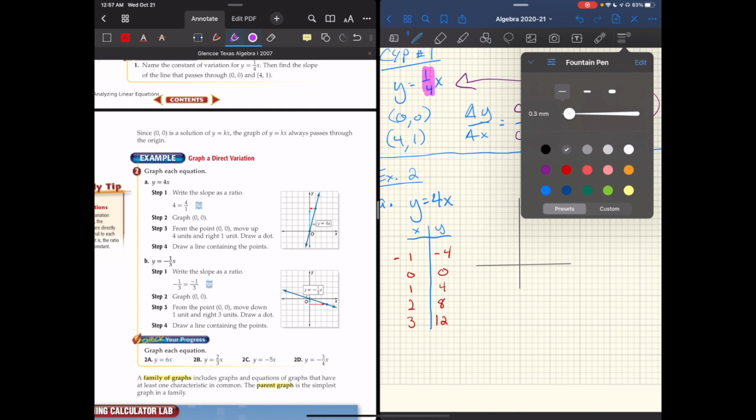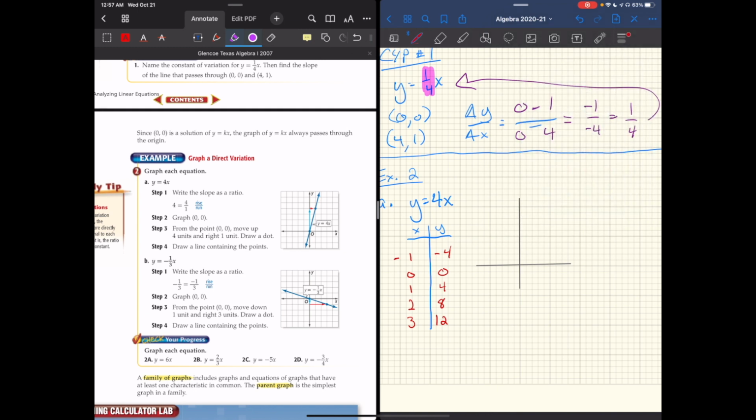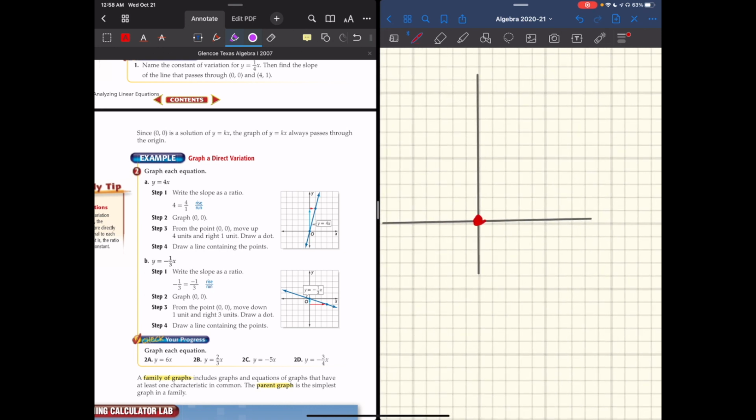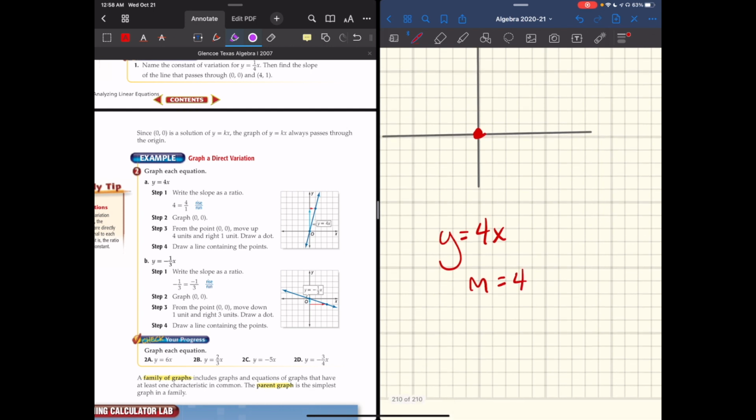Instead of generating ordered pairs, let's recognize that if it looks like this, y equals something times x, it's always going to pass through the origin. And so let's put the point there at the origin. And then if it's y equals 4x, remember this number in front of the x corresponds to our slope. So the slope of this line must be 4.